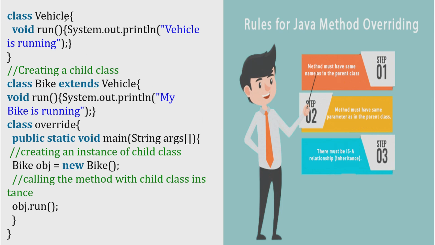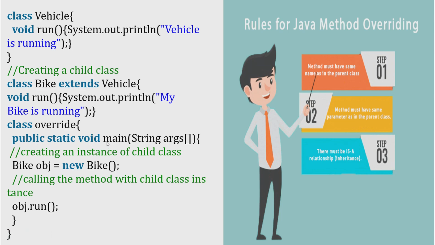So I have declared one class called Vehicle. Here the method given here is void run(). It is used to display the message Vehicle is running. Another class Bike extends the Vehicle class. Here the void run method gets overridden by displaying the message My bike is running. In the base class it is written as Vehicle is running, but in the child class we are going to display the message My bike is running.